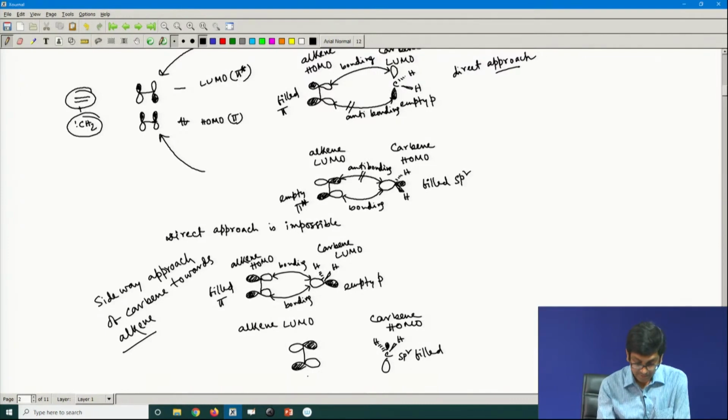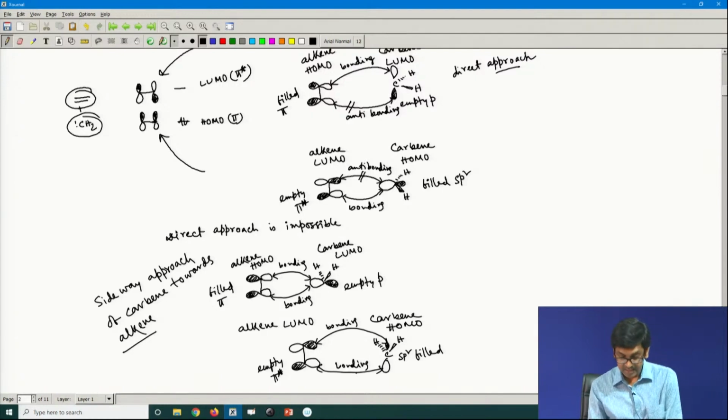That is the empty pi star. Okay. So, now you see in this case also the bonding interactions are possible very nicely. So, sideway approach is the best feasible for this type of reactions or this type of cycloadditions, where this concerted mechanism is followed for this singlet carbene with this olefin.